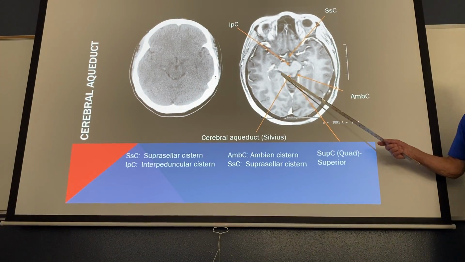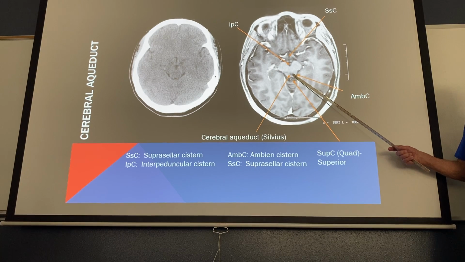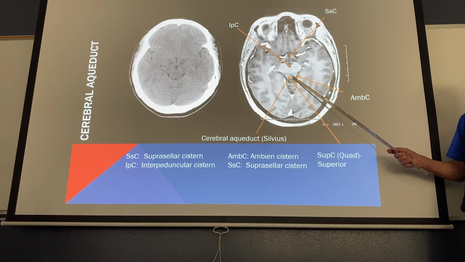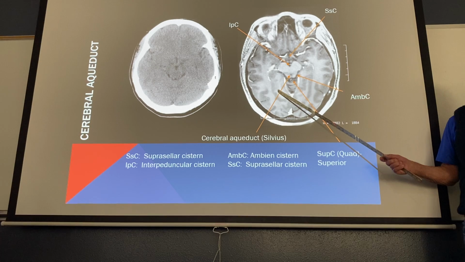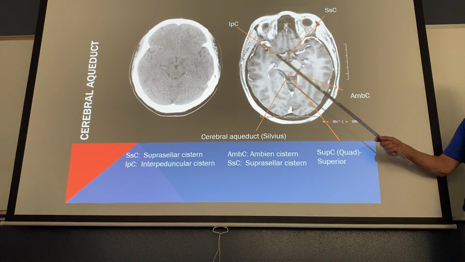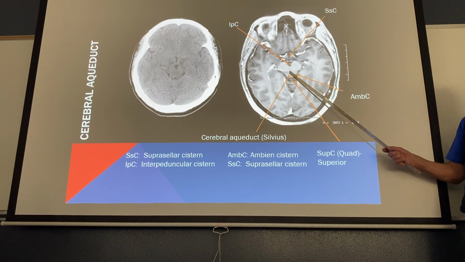You see the midbrain right through here. And what we refer to as Mickey's mouth is the cerebral aqueduct. This is going to be the passageway between the third and the fourth ventricle. So this becomes an important landmark from that standpoint.